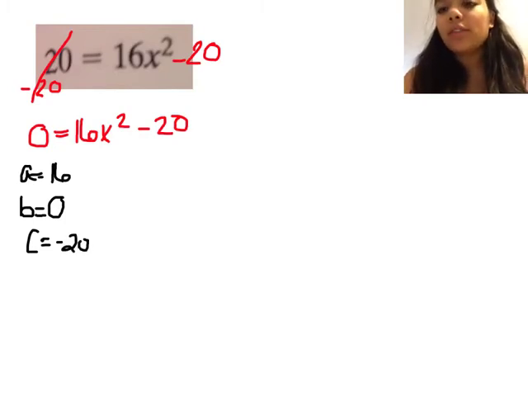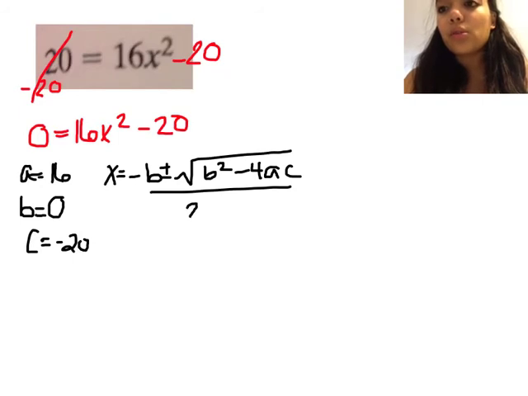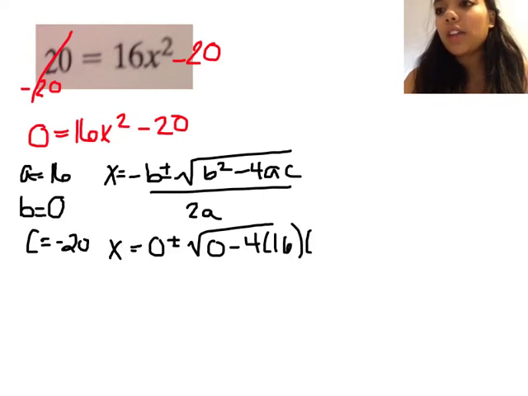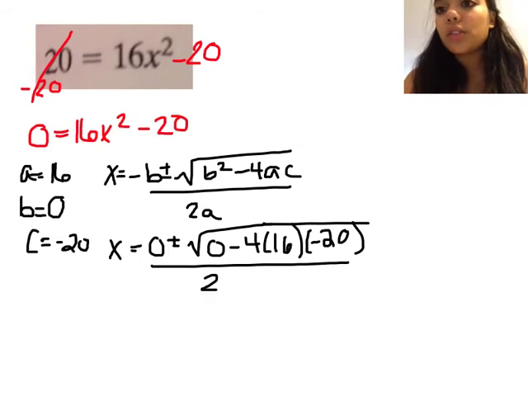So then I have x is equal to the opposite of b plus or minus the square root of b squared minus 4ac all over 2a. So x is equal to the opposite of b, which is 0, plus or minus the square root of 0 squared, which is 0, minus 4 times 16 times -20 all over 2 times 16.